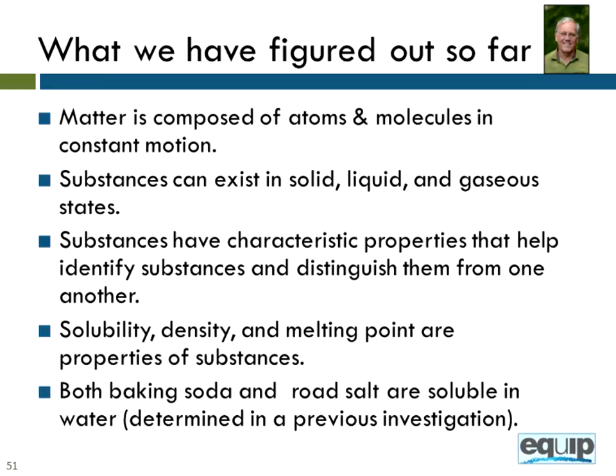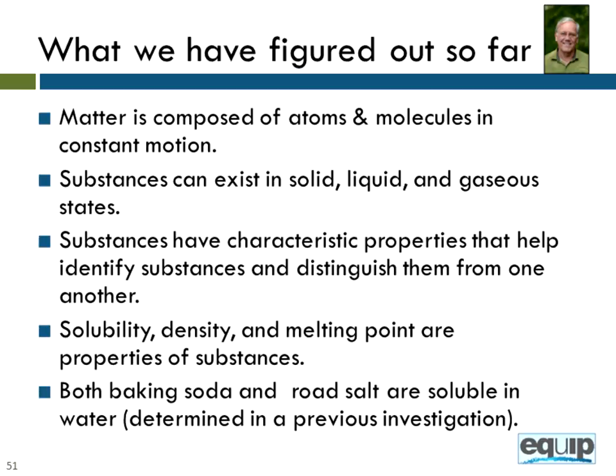So in the materials that we were, as a class, we've already learned a couple of really important ideas. From 6th grade, or a previous unit, we've learned already that matter is composed of atoms and molecules that are in constant motion. We've also learned that substances can exist in solid, liquid, or gaseous states. And this is a really important one for this lesson. Well, actually, all these are important, but this next one's critical. Substances have characteristic properties that help identify a substance and distinguish them from one another.